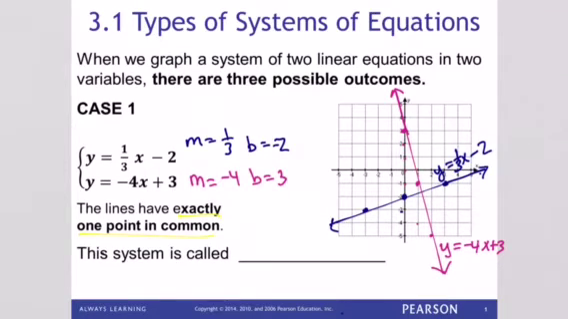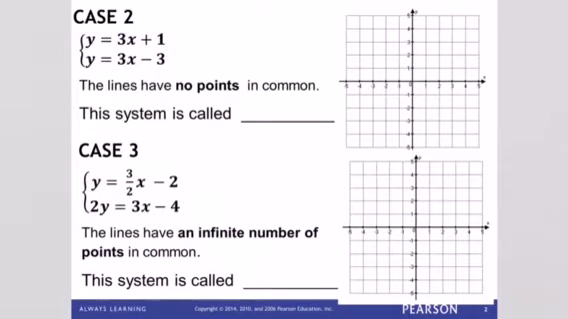Okay, so here's an example of 2 lines, a system of equations. The equations, when you graph them, cross. And so there is one solution. And this is called a consistent system, C-O-N-S-I-S-T-E-N-T. Okay, so that's one option. They cross. The second option, on the next slide, case 2, is that the lines have no points in common.